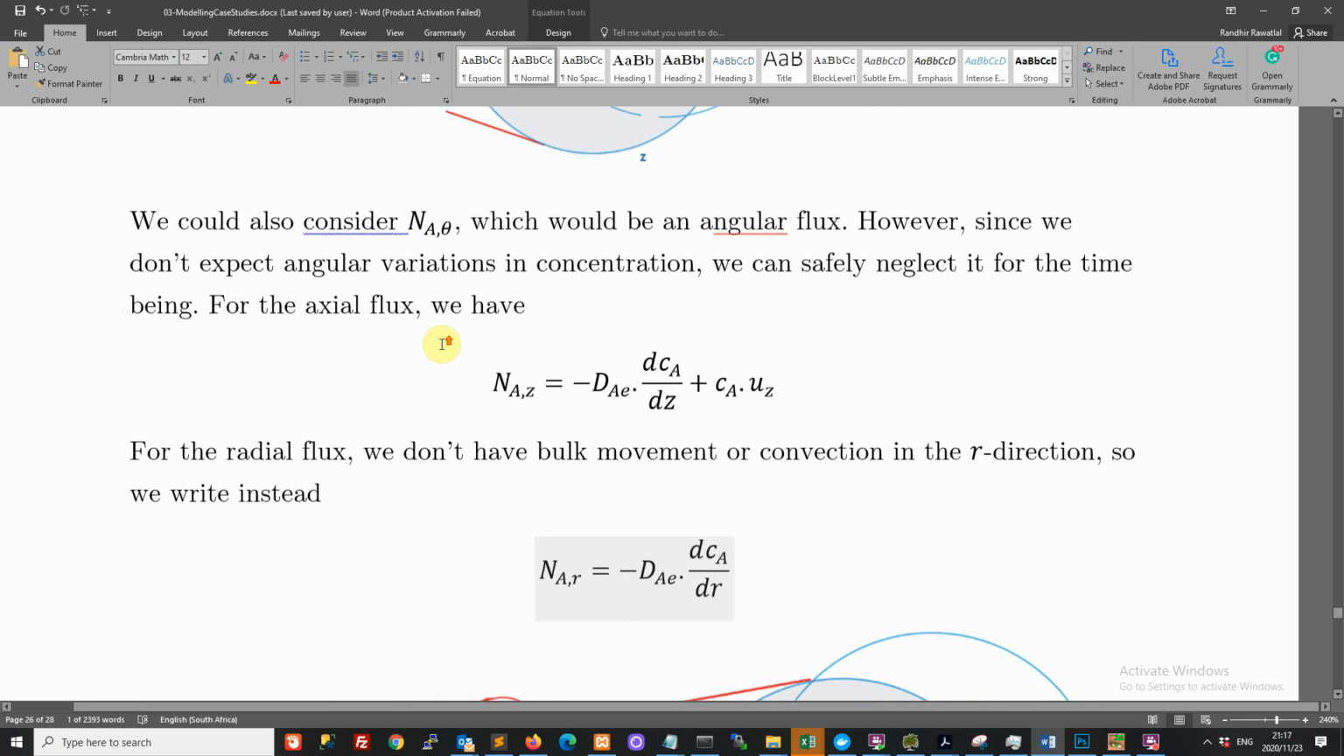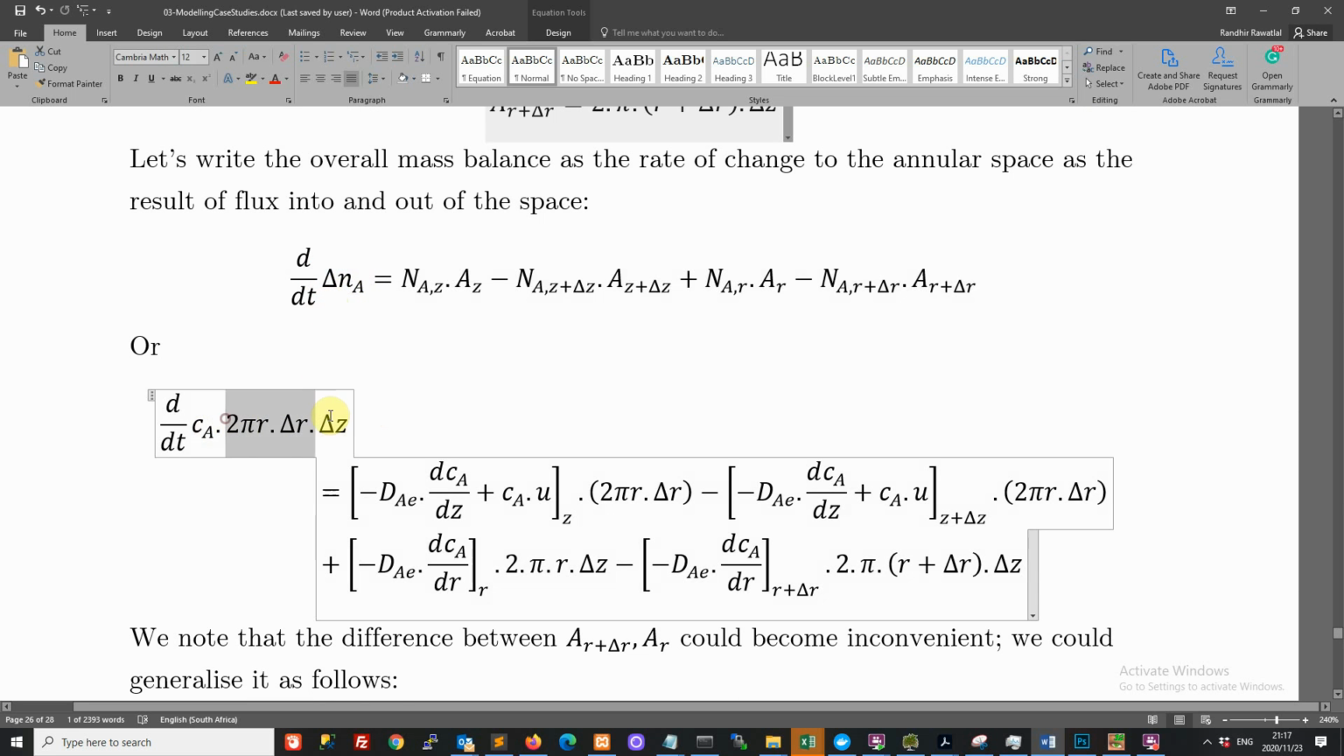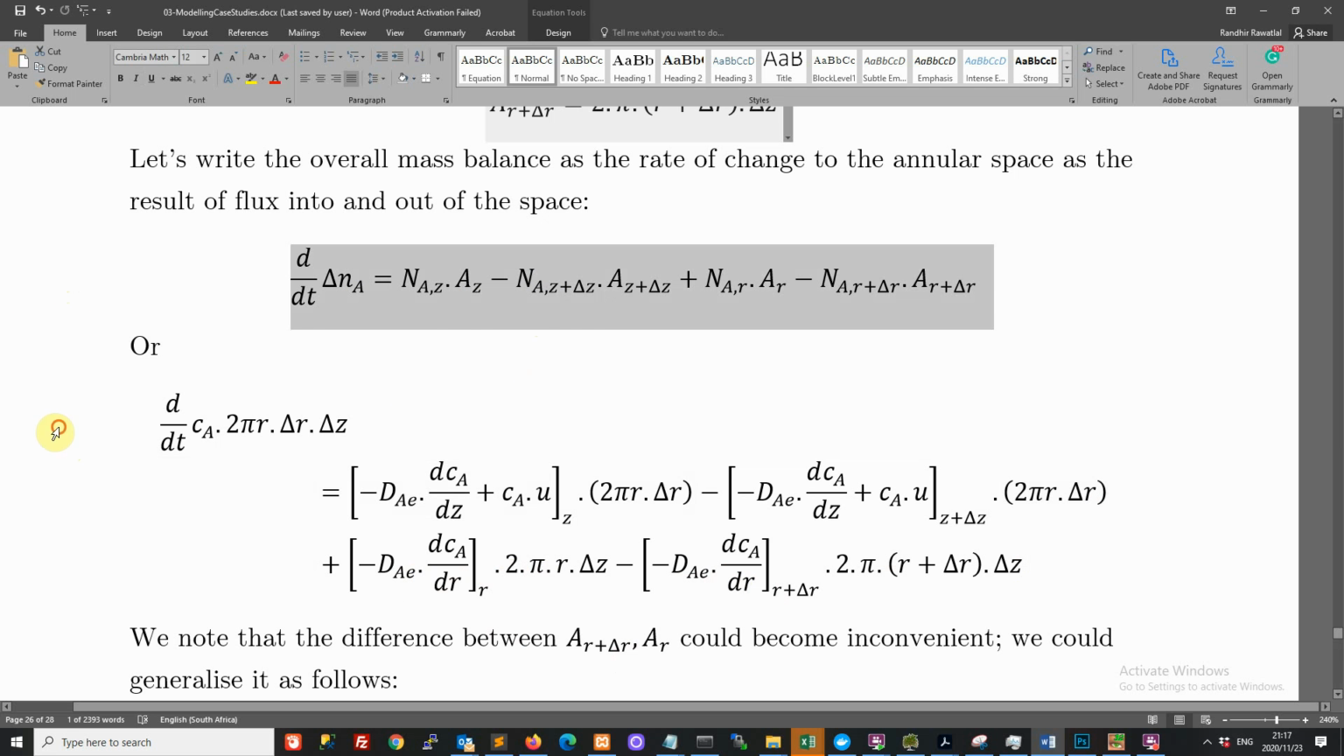And then we can go ahead and substitute all the definitions that we've developed. For the number of moles there, concentration times the volume of the space, and then we can substitute for each of the fluxes. In the z direction you have convection and diffusion, and so you can see the flux in the z direction at position z and at z plus delta z, multiplied by the area of those faces as well. And then the same thing in the radial direction. Again, pause the video, spend some time checking that you agree with the translation from here to here.